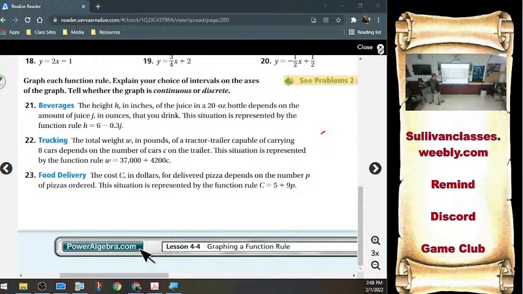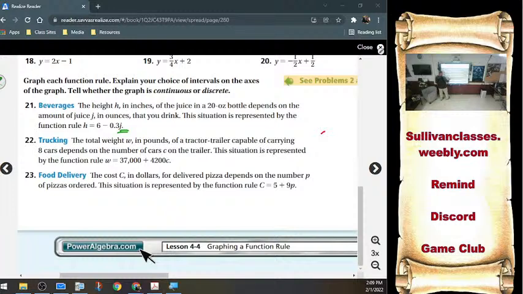The height in inches of a 20-ounce bottle of juice depends on the amount of juice in the drink. Makes sense. Got a bottle, amount of drink, height. The situation is represented by this function rule. So, same thing. I probably can't have 0 ounces of juice. Well, I can have 0, then the height is 0.